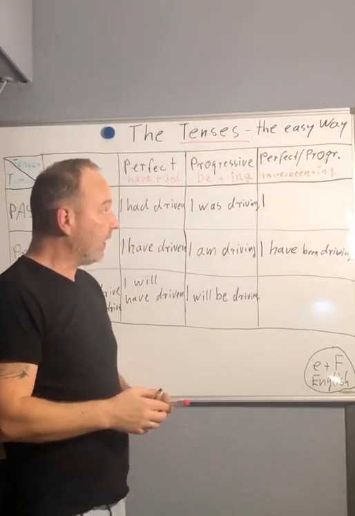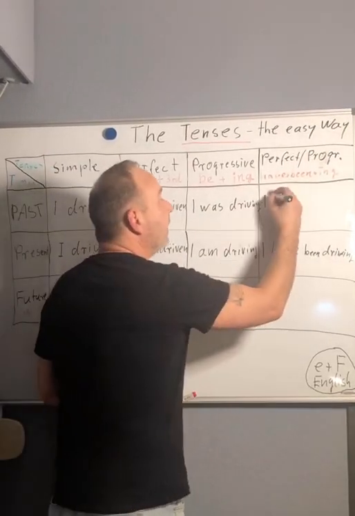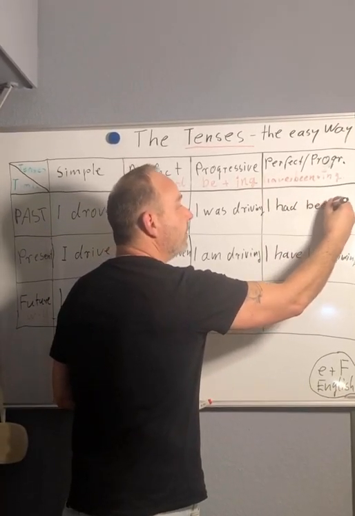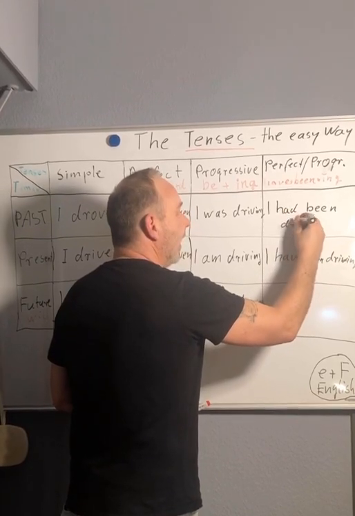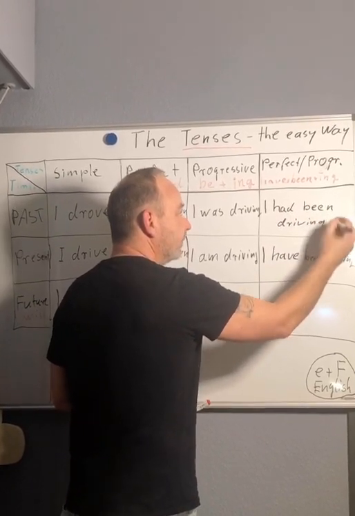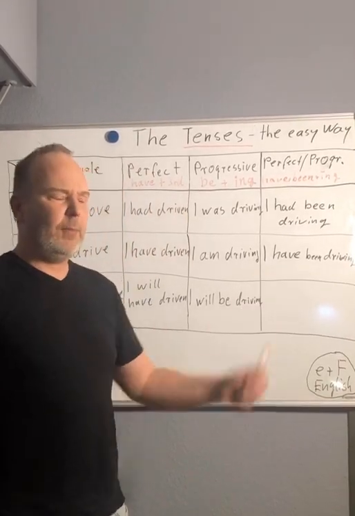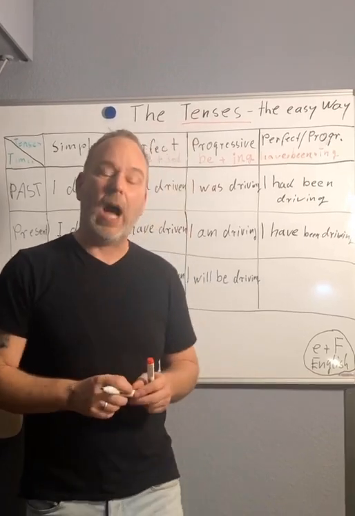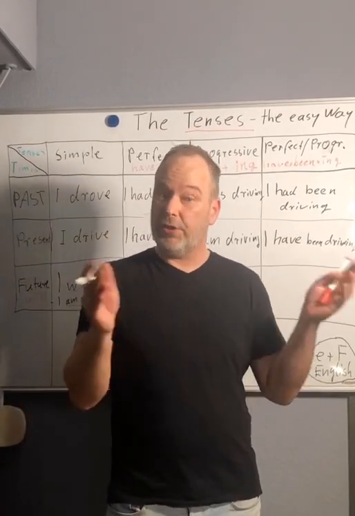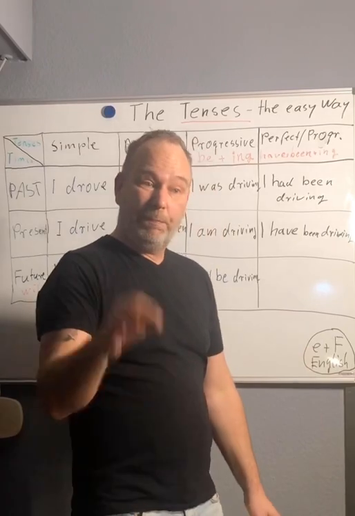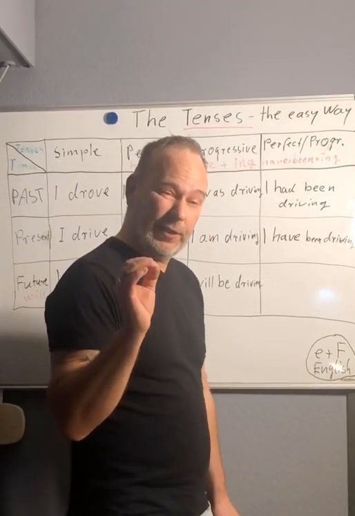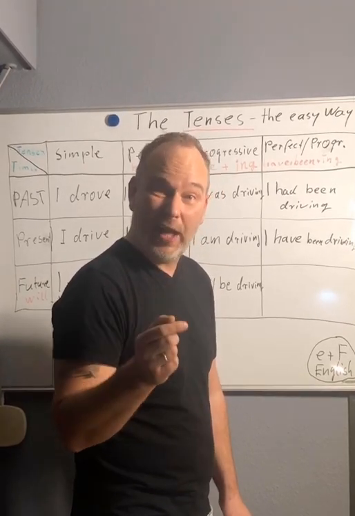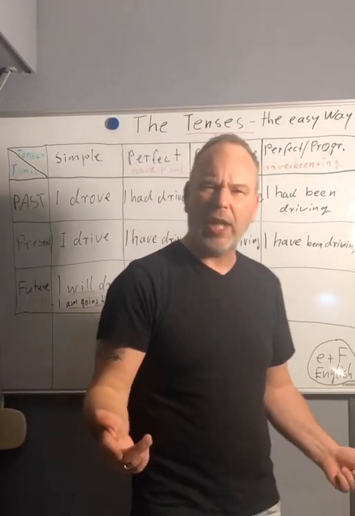And now we do the same in the past. I had been driving. A quick example: it's usually something that happens before another action in the past, and it's a period of time. Before I stopped to have my breakfast, I had been driving for 3 hours. I guess that's why I was hungry.